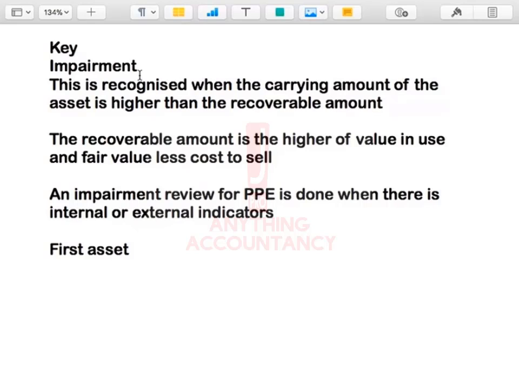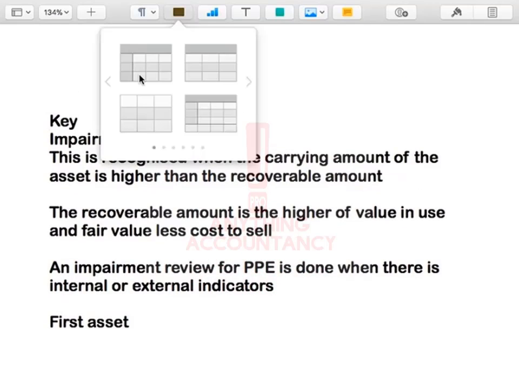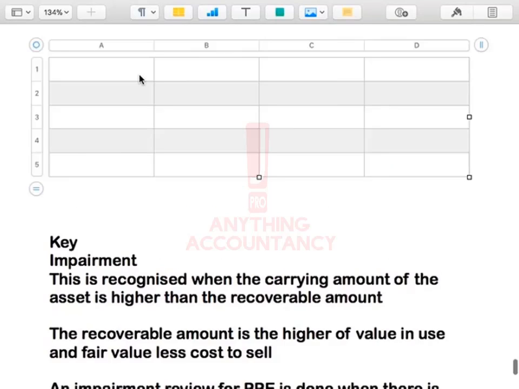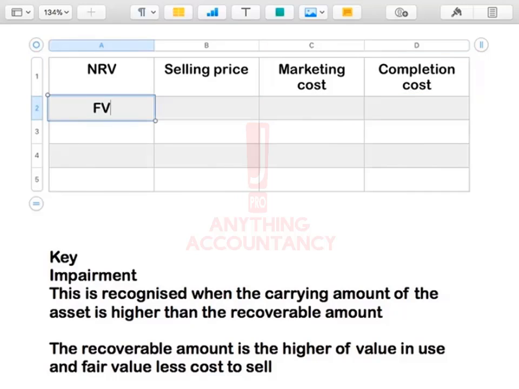Before I go on, I just make a side note. You better know the difference between the two terms because it is a source of confusion. Is NRV the same as fair value? Not really. So NRV is what? Selling price, marketing costs, and completion costs. Are you clear on that part? Whereas fair value is what? Market price less.